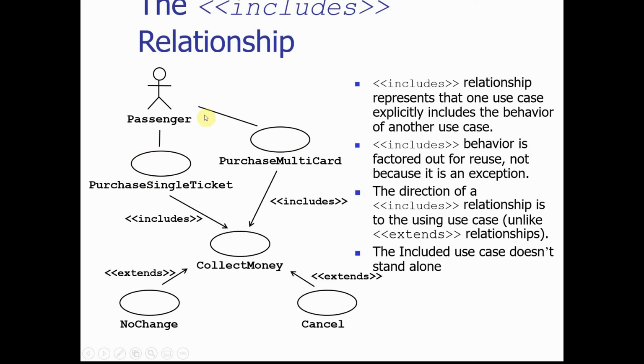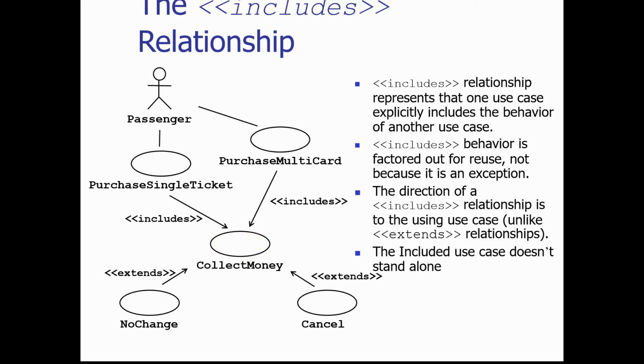multiple cards, and then maybe if you keep going, the passenger can purchase a weekly pass, and some passengers may purchase a monthly pass. So here you have different purchase options, but no matter what purchase activity you have, one common activity is called collect money. So we can abstract this collect money out and form a new use case. This new use case is focused on one activity, just to collect money.